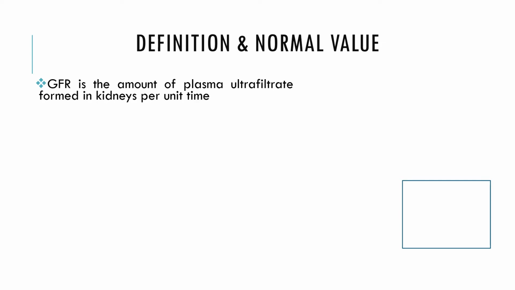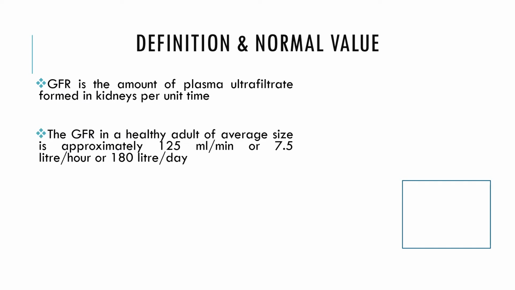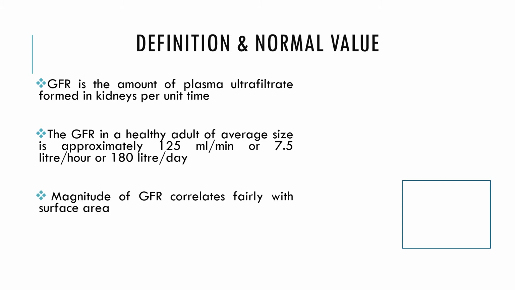Definition and normal value of GFR. GFR or glomerular filtration rate is the amount of plasma ultrafiltrate formed in kidneys per unit time. The GFR in a healthy adult of average size is approximately 125 ml per minute or 7.5 liter per hour or 180 liter per day.